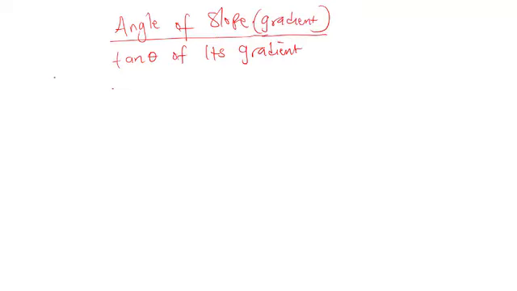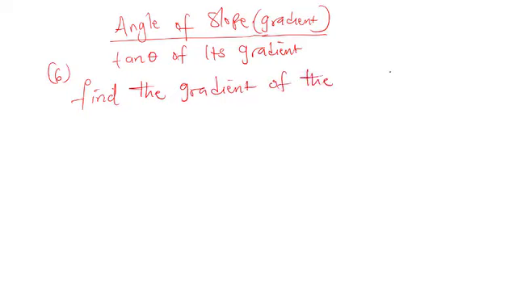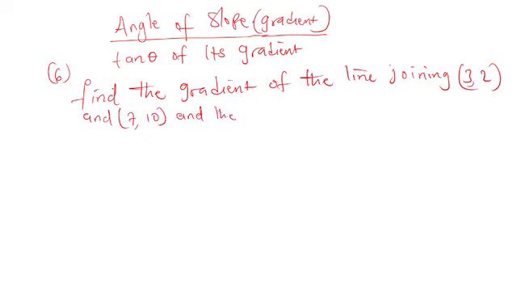For example, let's continue from where we stopped. Let's say this example says, find the gradient of the line joining (3, 2) and (7, 10), and the angle of slope. Now we've been using something like that.